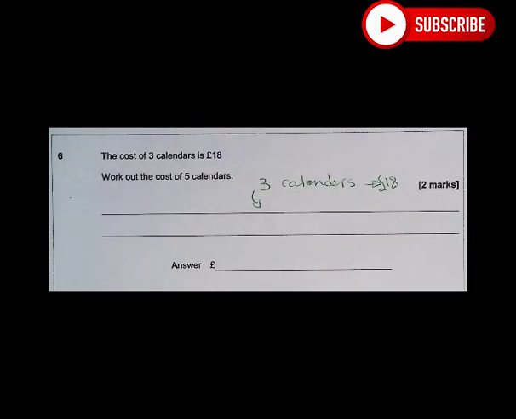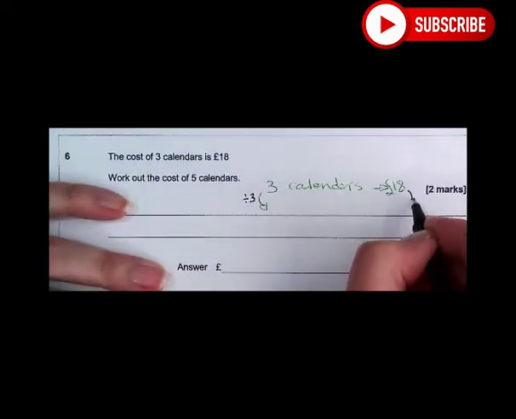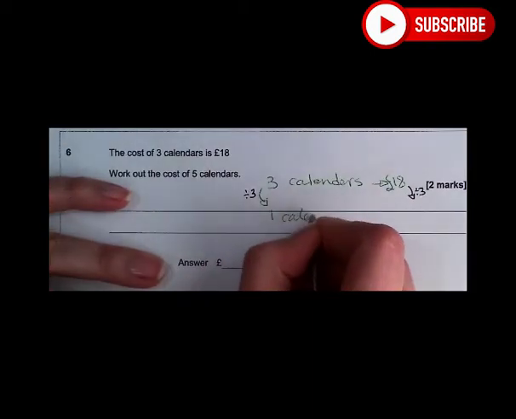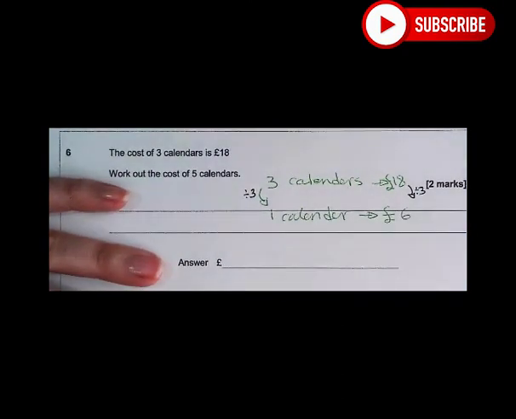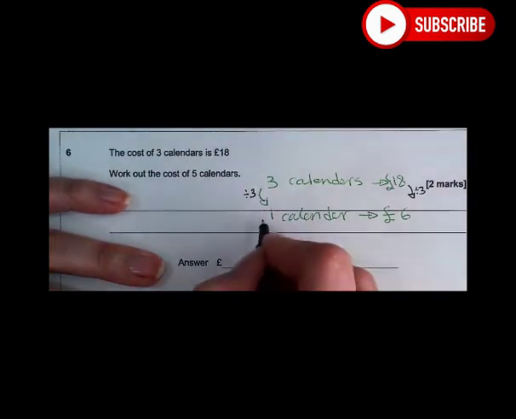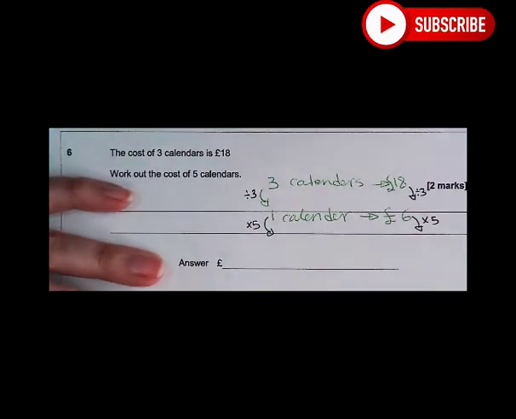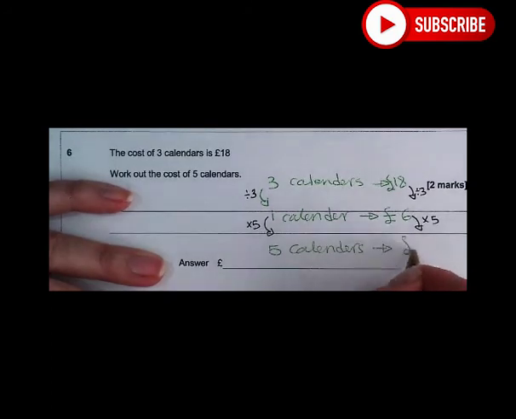If the cost of 3 calendars is 18 pounds, work out the cost of 5 calendars. To be able to know the cost of the 5 calendars, first we need to know the cost of 1 calendar. So we can do this by dividing 3 by 3 and dividing the 18 by 3. We're going to have 1 calendar cost £6. Now I need to know how much 5 calendars cost, so we're going to multiply this by 5 and multiply this by 5. So 5 calendars will cost £30.